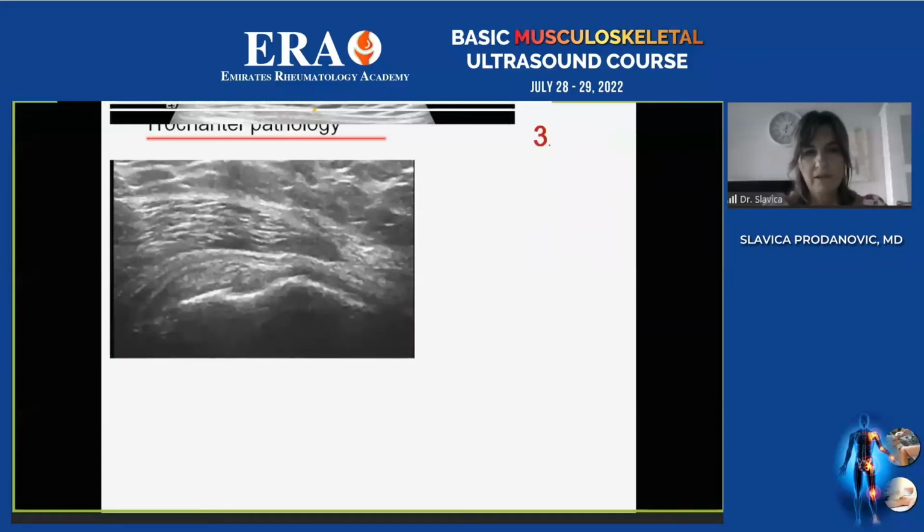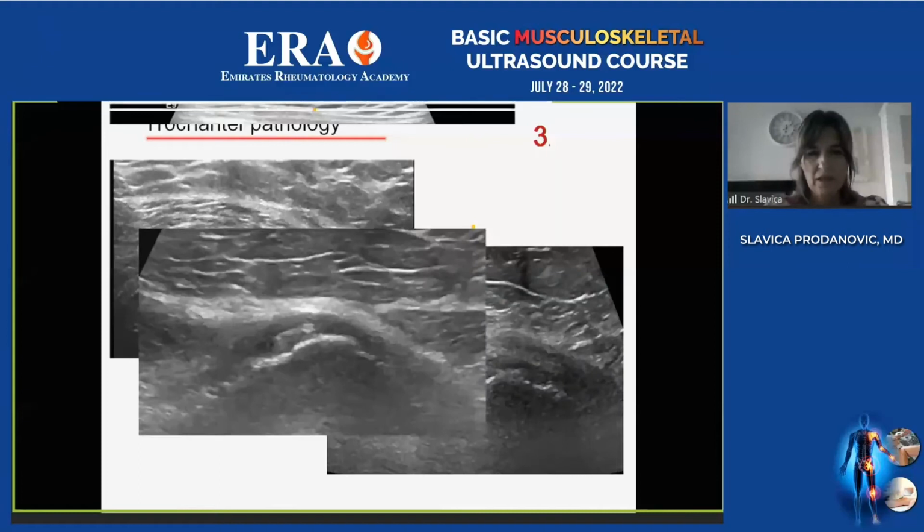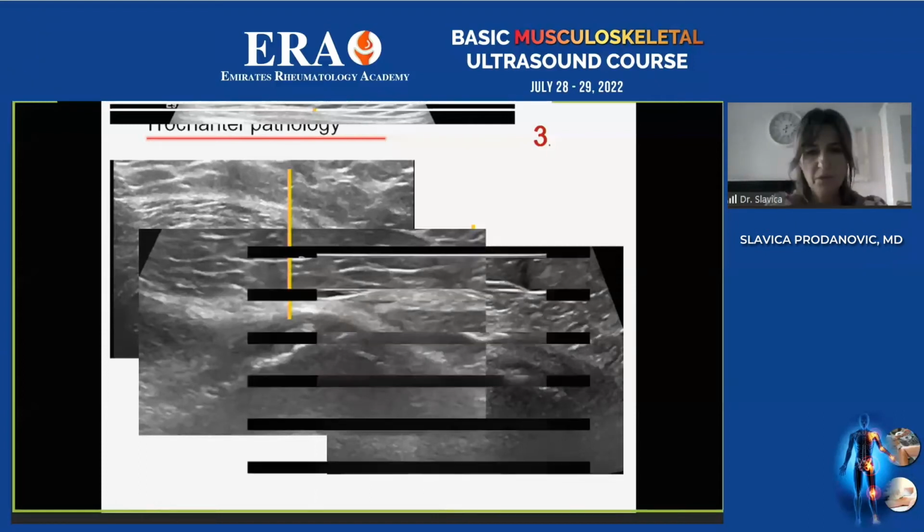Well, in the end, I will tell you some words about basic pathology of the trochanter. This is a normal echostructure of the greater trochanter. And you may see the difference. You may notice some small calcification in the longitudinal scan. Then this is a smaller one, calcification. Actually, sorry, a bigger one.